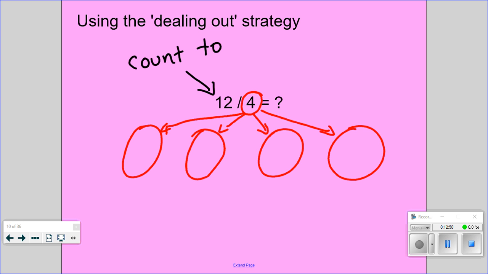Alright, so we're going to go ahead and start dealing out. 1 for you, 1 for you, 1 for you, 1 for you. Am I fair? You guys know what fair means, yes? Is that fair? Everybody got 1. That is fair. I'm not done, but that is fair.